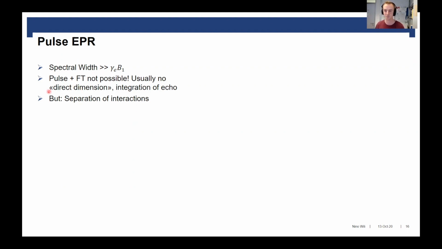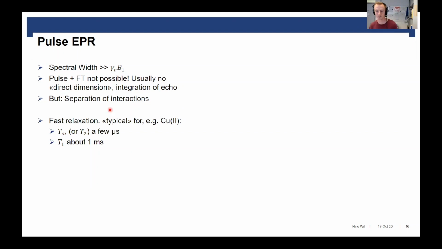So what we use it for is basically separation of interactions, because we can still decide which one we want to keep, which one we want to see. And one other problem is that we have fast relaxation, and the "typical" here is really in quotes because it's all over the place. But if you have a copper 2 system, then you usually have what we call the phase memory time. It's kind of a T2, but just for the echo. It's usually a few microseconds, and T1 is in the order of a millisecond, but at 10 Kelvin, right?